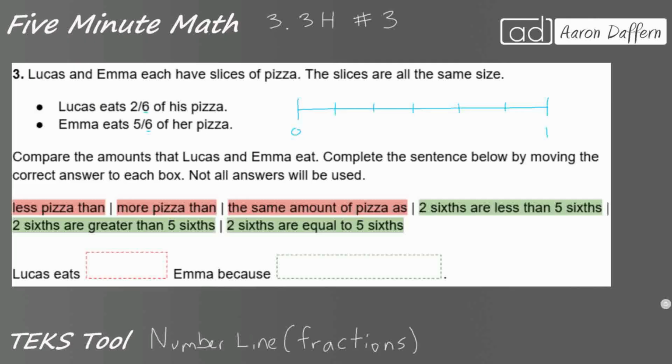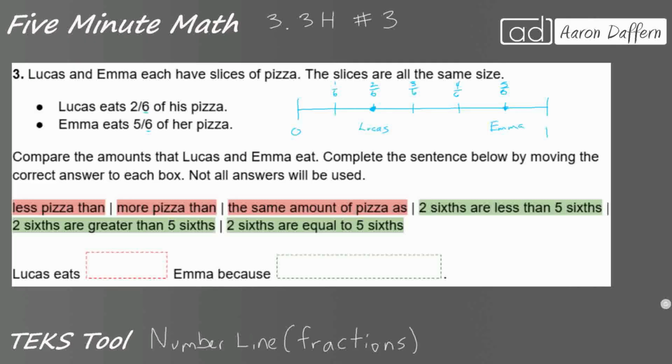Lucas eats 2/6, so I'm going to label this as 1/6. Here's my 2/6. So this is Lucas right here, and I'll just write his name underneath. I can keep going with 3/6, 4/6, and then 5/6. Now the slices are the same size. The pizzas therefore are the same size. 5/6 is going to be Emma.